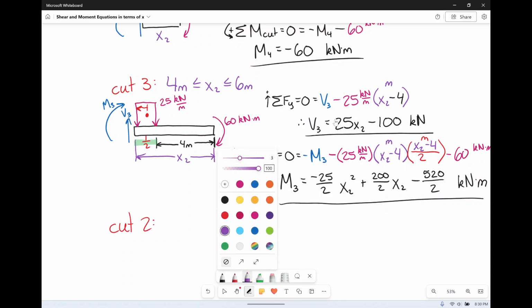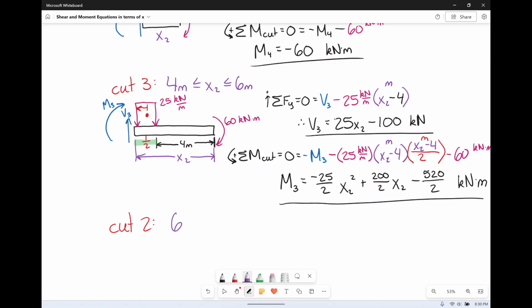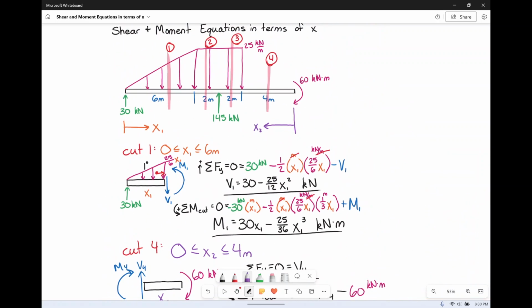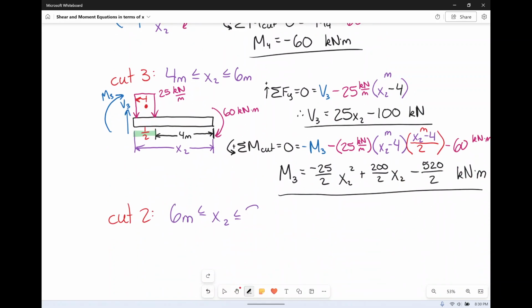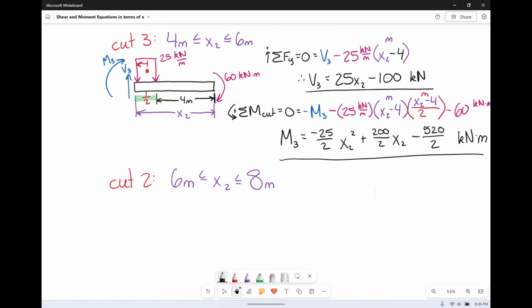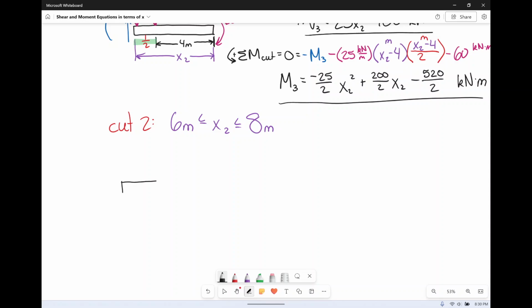Again, where does it go? It starts where cut 3 left off. That's 6 meters. And it finishes at 4 plus 2 plus 2. That's going to be 8 meters. So 6 meters all the way to 8 meters, that's going to be x2. So let's get that free body diagram going.